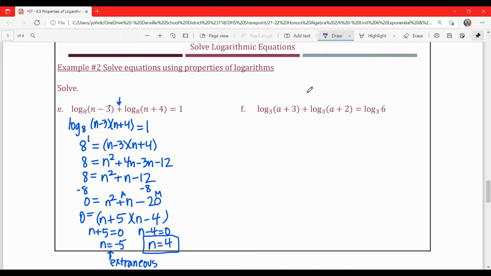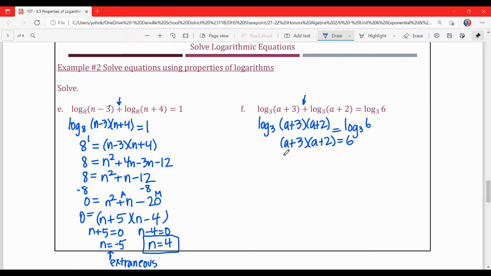All right, if we take a look at letter F, log base 3, log base 3, log base 3, I have addition on the left side, so I can simplify by multiplying. So log base 3 of (a + 3)(a + 2) equals log base 3 of 6. I've got log base 3's on both sides, so I can set the rest equal to each other: (a + 3)(a + 2) = 6.